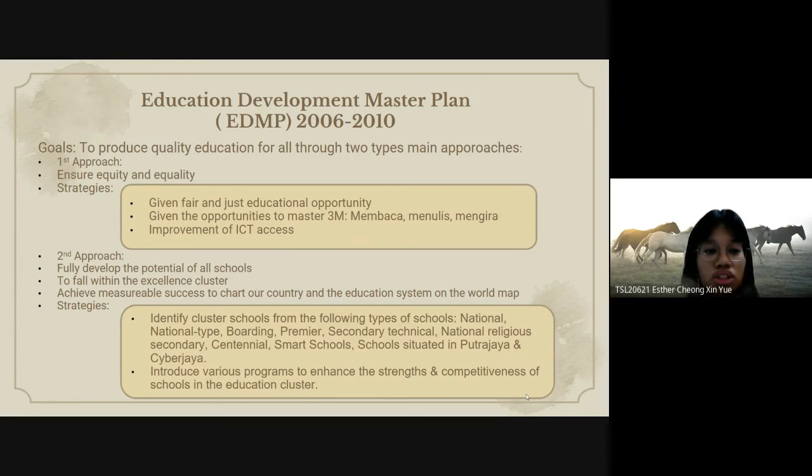The second approach is to fully develop the potential of all schools, to fall within the excellent cluster, to achieve measurable success to chart our country and the education system on the world map. The strategy of the second approach is to identify the cluster schools from the following types of school: national school, national type school, boarding school, premier school, secondary technical school, national religious secondary school, centennial school, smart school, and schools situated in Putrajaya and Cyberjaya. Introduced various programs to enhance the strength and competitiveness of schools in the education cluster.